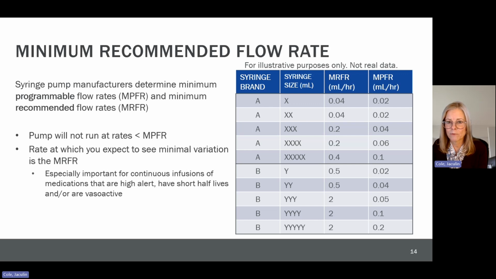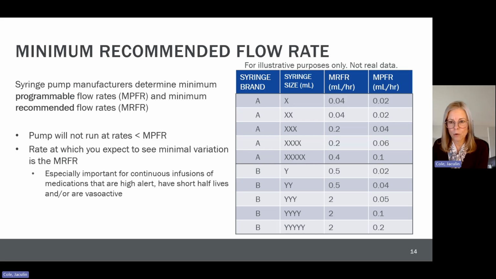So the minimal programmable flow rate, shown here in the far right column, is the lowest rate at which a syringe pump will run. So it will not infuse at rates less than the minimum programmable flow rate. And the minimum recommended flow rate, shown in this column here, is the rate at which you can expect to see minimal variability in flow. And this is especially important for continuous infusions of medications that are high alert, have short half-lives, and or vasoactive, because these are all scenarios when you want consistent flow rates.